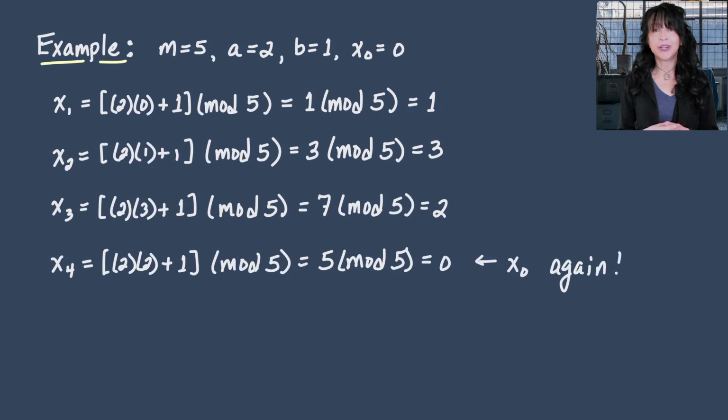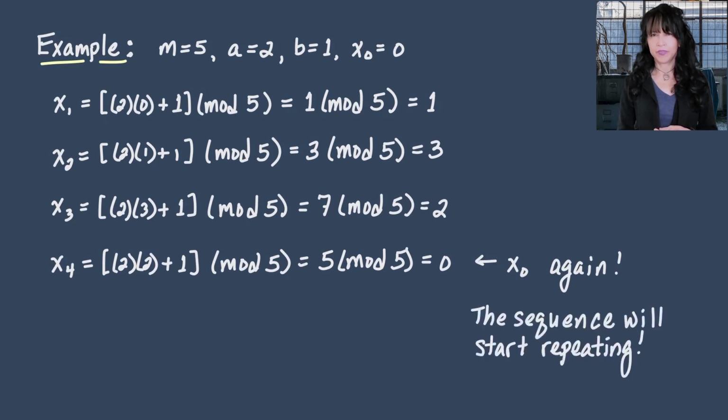See what's going to happen here? When computing x5, I just plug in x4. It's like I'm starting with the seed all over again, and this sequence is going to start repeating. Now, as a final step, I'm going to divide everything by 5.